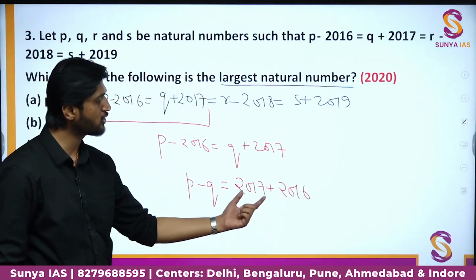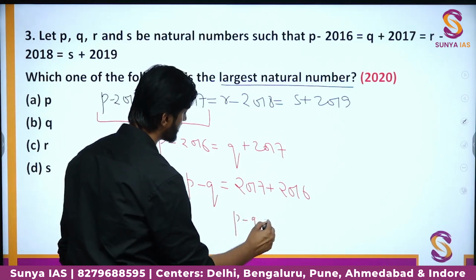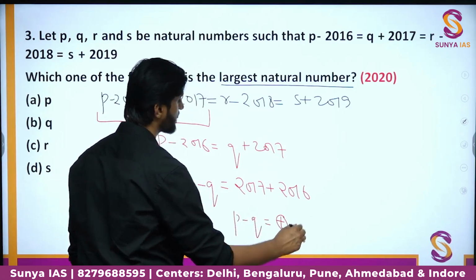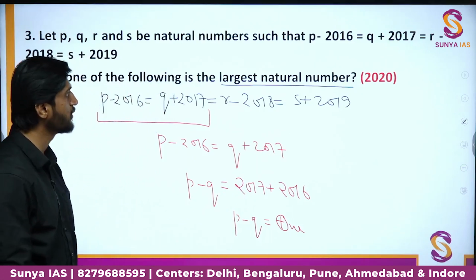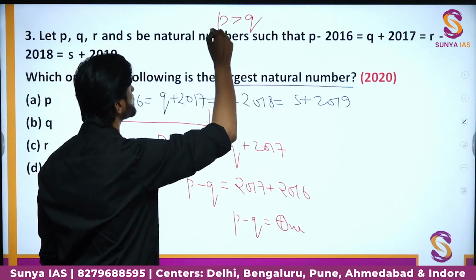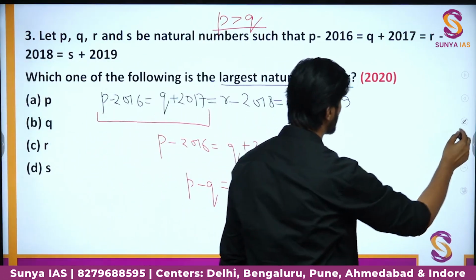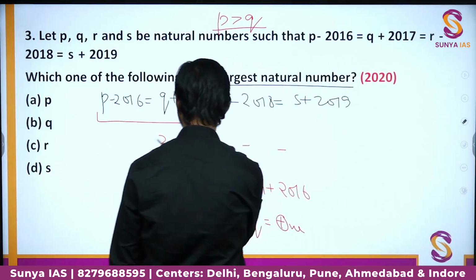You actually need not add the complete thing. You must be sure that P minus Q is nothing but a positive value. And if P minus Q is a positive value, one can simply say that P is going to be greater than Q, right. Is it done? Now, let us move on to the second part of the equation.